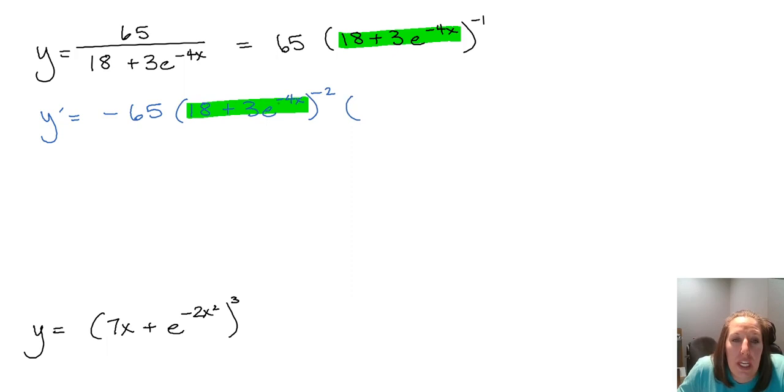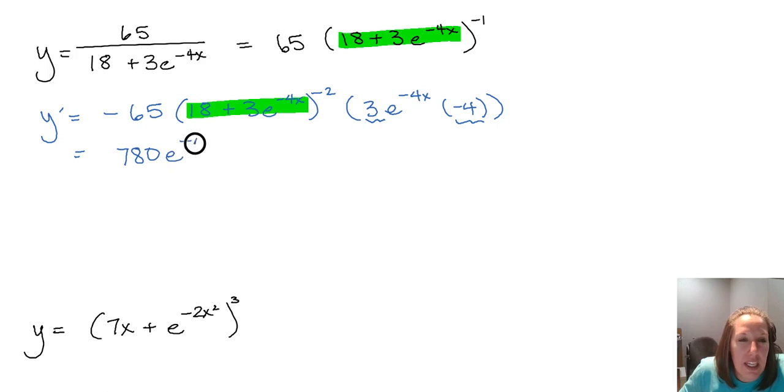The derivative of 3e to the negative 4x is going to be 3e to the negative 4x. And then now we have a chain rule again because our exponent here is more than just an x, so we need to multiply by the derivative of that inside. All right, so when we simplify this, we've got negative 65 times 3 times negative 4. Negative times a negative is going to give us a positive. 65 times 3 times 4 is 780.